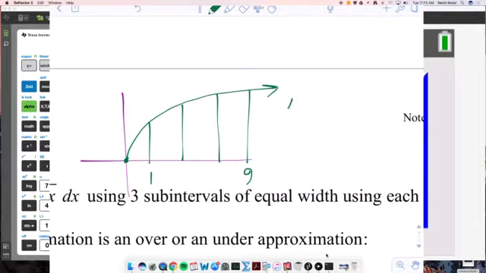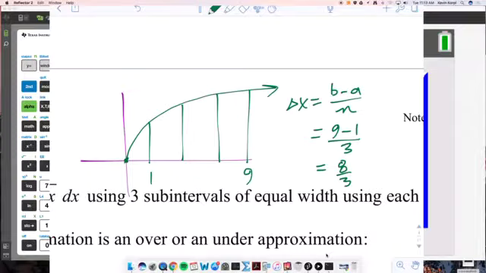Okay, so now we can find our delta x. Delta x, again, is b minus a over n. I'd write that out until you have it memorized. We're going from 1 to 9, so our total distance is 9 minus 1. It tells us to use 3 subintervals, so each one of them is going to be 8/3 in length.